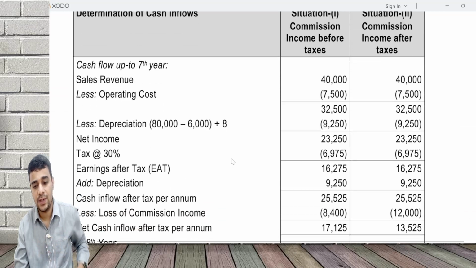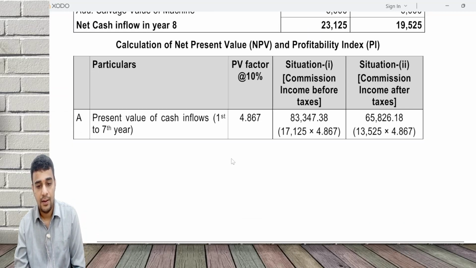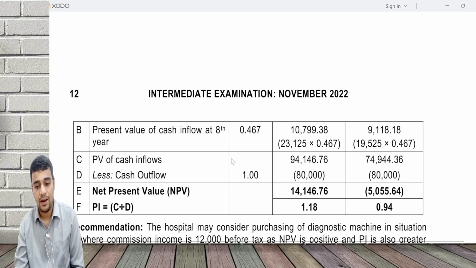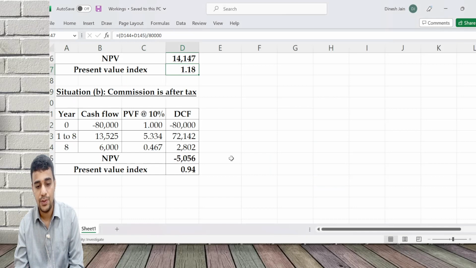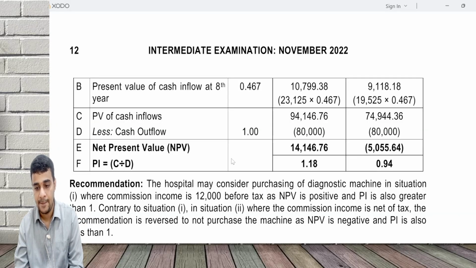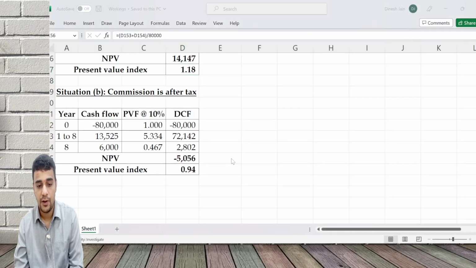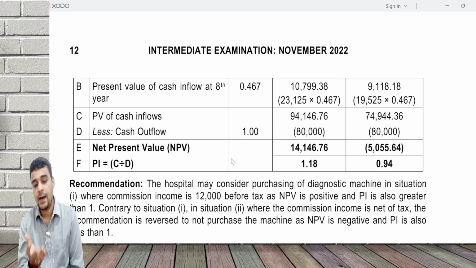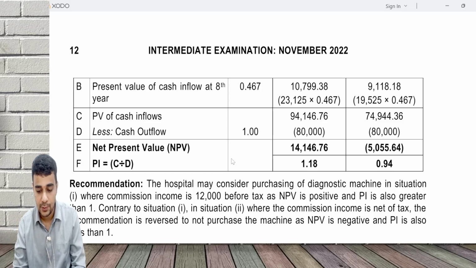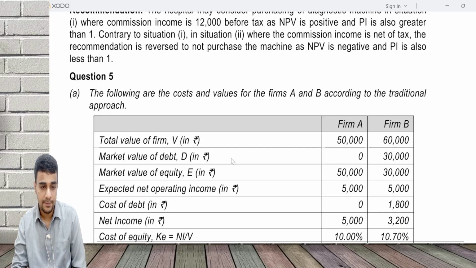If you see the solution, I think that's what would have been done. They have done 1 to 7 years, that's fine. Our solution will broadly match. We got 14,147. Solution says 14,146.76. 5055 negative. We have got 5056. So they have worked with 2 decimals. We have not done 2 decimals. We have rounded off. Profitability index or NPV, both positive and greater than 1 in situation 1 and negative and less than 1, project gets rejected. Any doubts on this? Let's move to the next question.